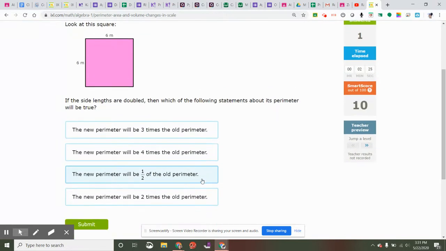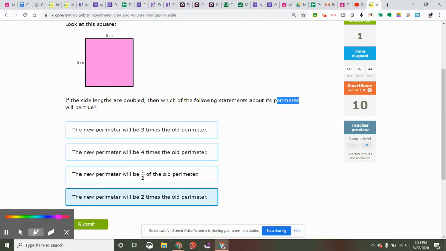Looking at this next one, it says the side lengths are doubled, and we're talking about perimeter. Perimeter is one-dimensional, so it's only going to be multiplied by the scale factor 1 time. If it's doubled, the new perimeter is going to be double the old perimeter, so 2 times the old perimeter. I can prove it if I want to.